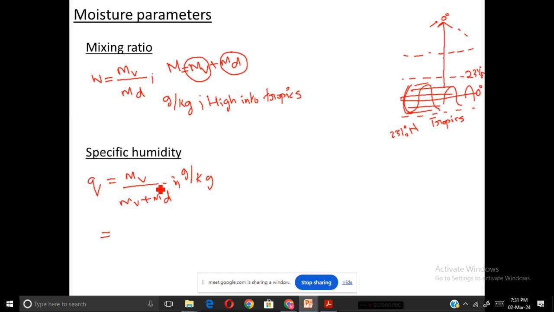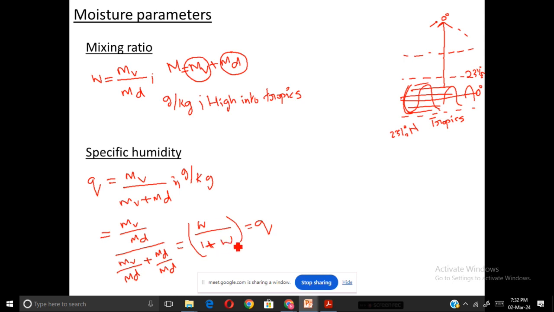So if we divide the numerator and denominator by mv, it will become mv by md by mv by md plus mv by md. So we are dividing the whole numerator and denominator by mv. So mv by md is basically the mixing ratio W, over 1 plus W. So the specific humidity q can also be represented in terms of mixing ratio.